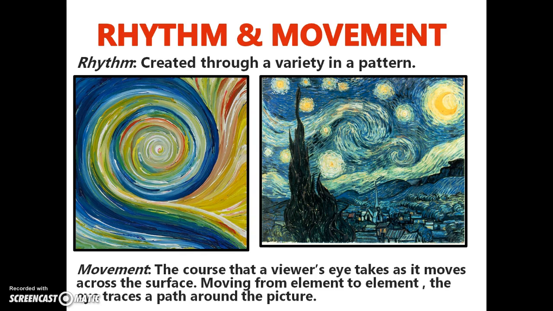Okay, the next two words are rhythm and movement. Rhythm is created through a variety in a pattern. Movement is the course that a viewer's eye takes as it moves across the surface. Moving from element to element, the eye traces a path around the picture.